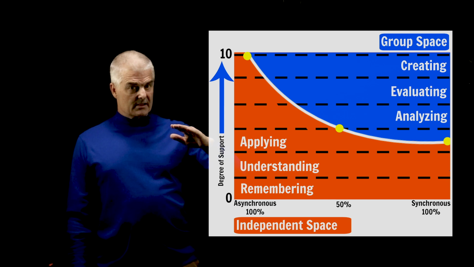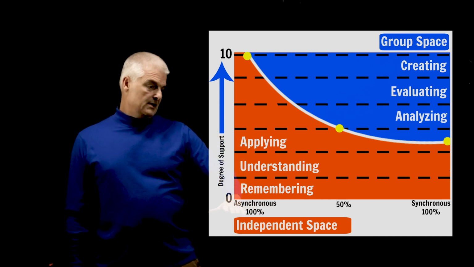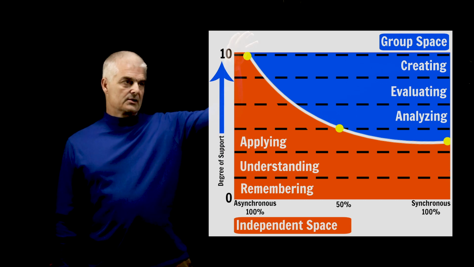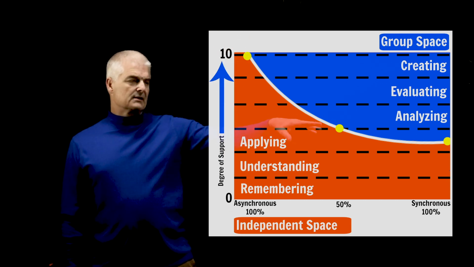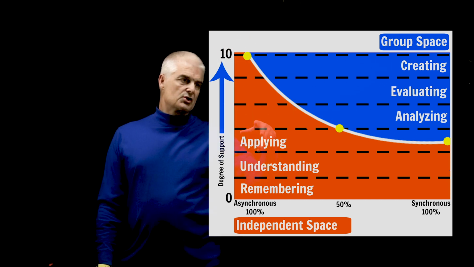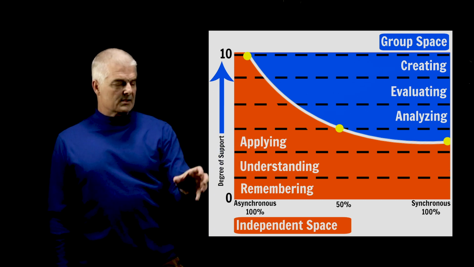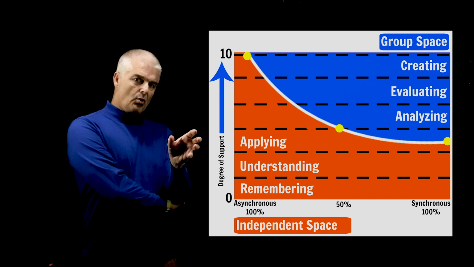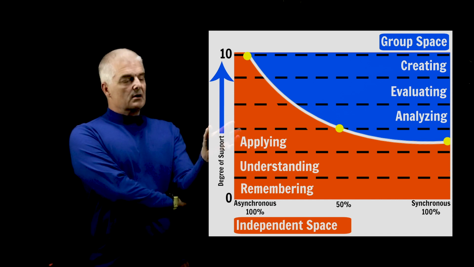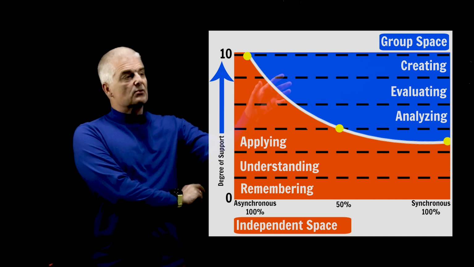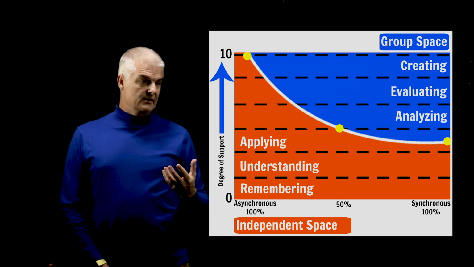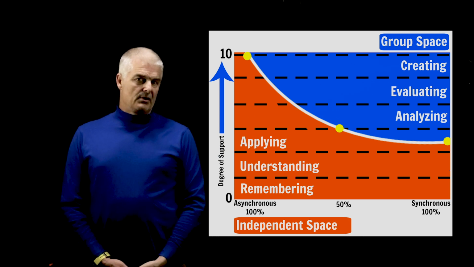Notice we've got Bloom's taxonomy levels, knowledge, understanding, application, analysis, evaluation, and creation. So it gets harder as you go. You've got the line, you've got the blue and the orange. But the key thing I want you to focus in is on this side of the graph. This talks about the degree of support that you need for the orange, the independent, or the blue, the group space activities. Let's listen into Paul.